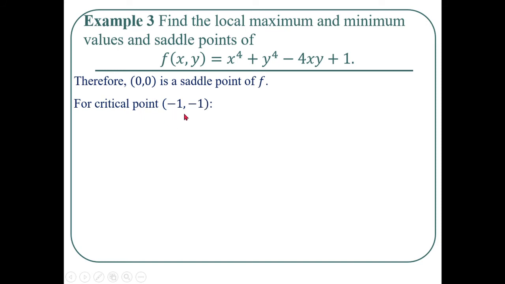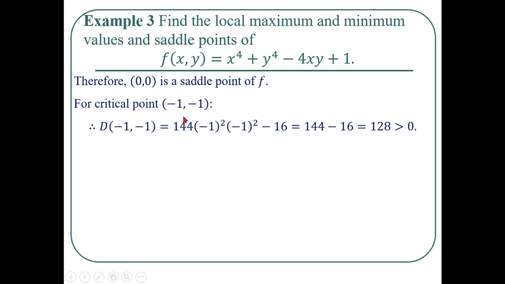Now we think about minus 1, minus 1. d at minus 1, minus 1 is equal to 144 times (minus 1) square times (minus 1) square minus 16. The square of minus 1 is 1, the square of minus 1 is 1, 1 into 1 into 144 is 144, minus 16 is equal to 128, greater than 0. Now there is a possibility of local minimum or local maximum for the point minus 1, minus 1.